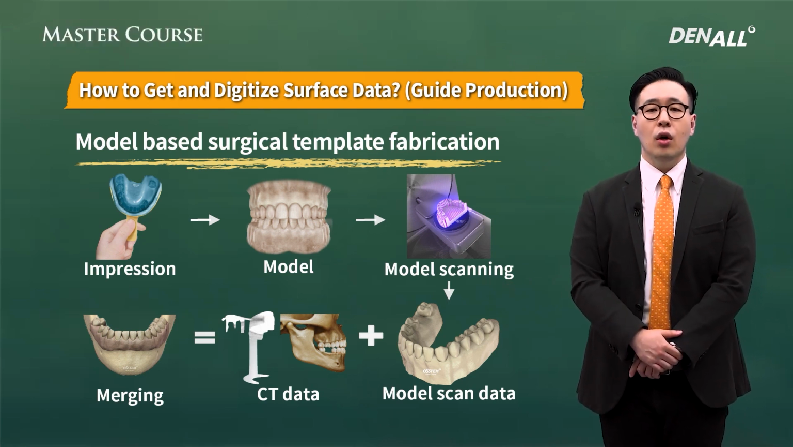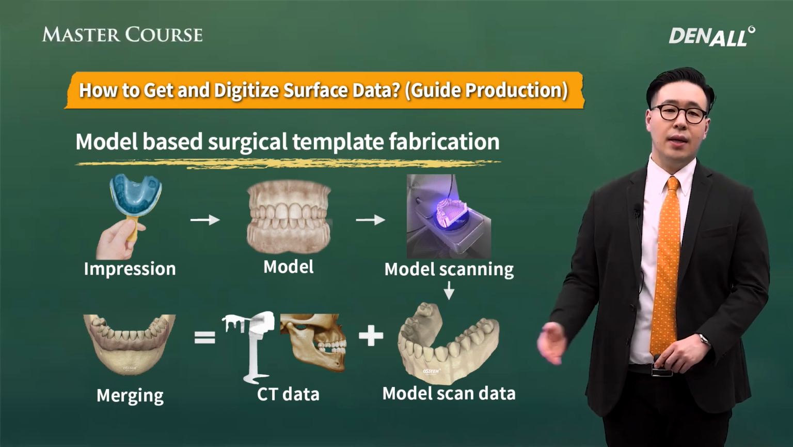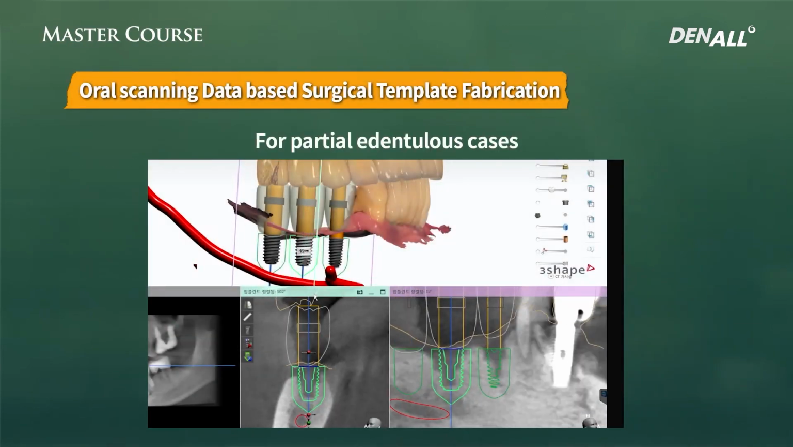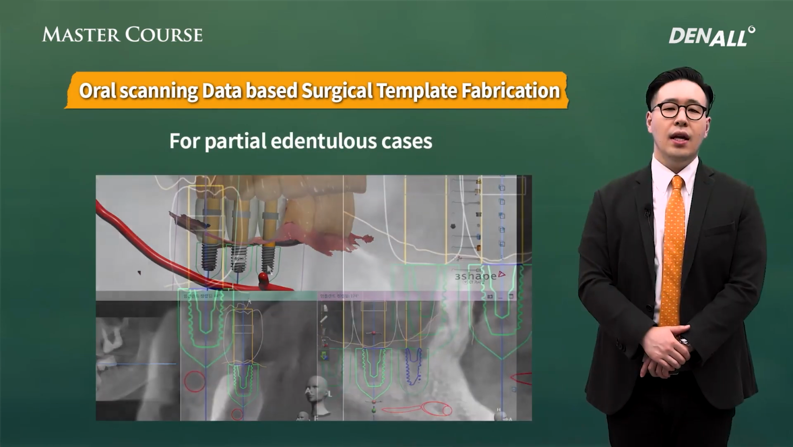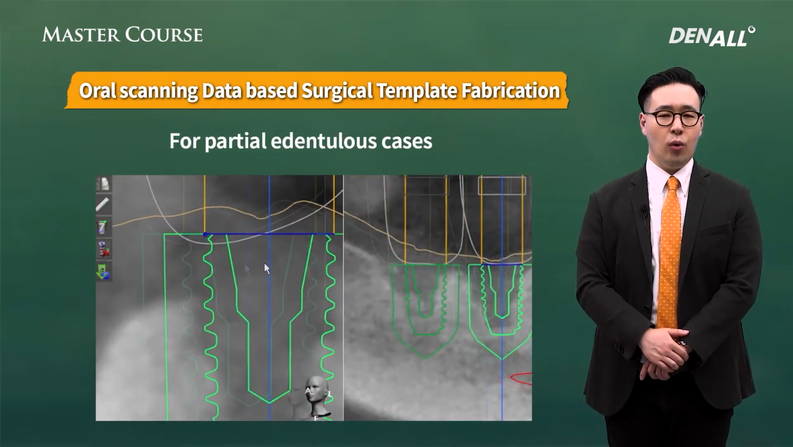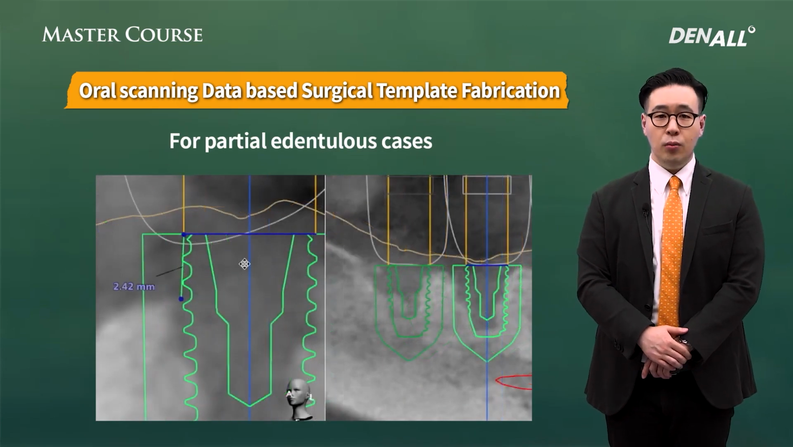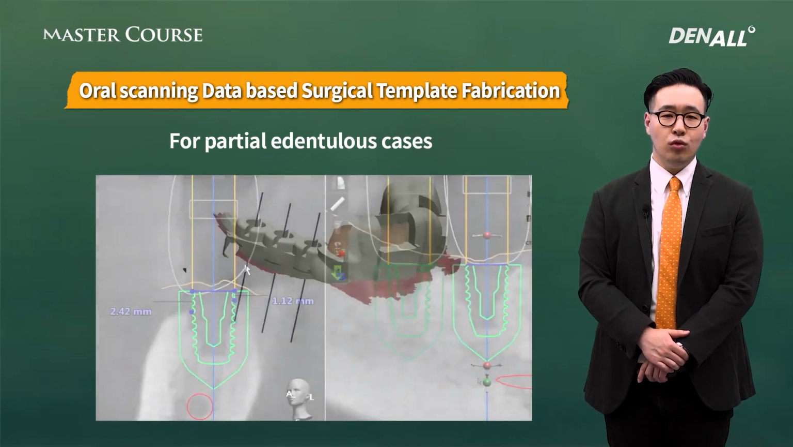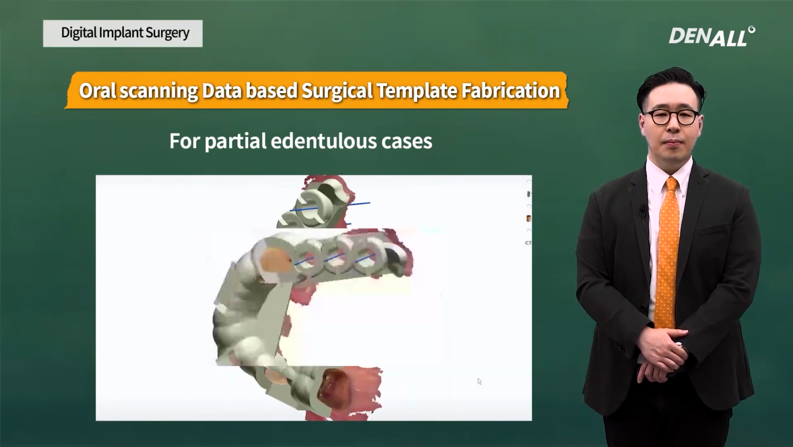Now let's look at a case using an oral scanner. The lower posterior region is severely resorbed. The safe distance from the inferior alveolar nerve is measured for implant positioning. As you can see, the amount of bone graft for vertical augmentation is checked to design and fabricate a guide.